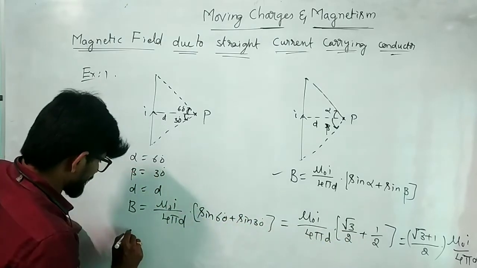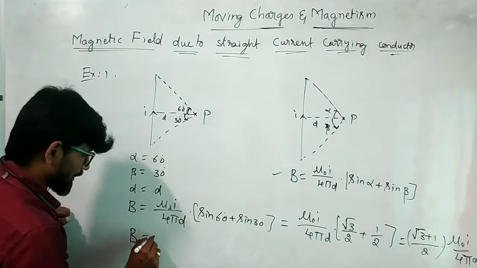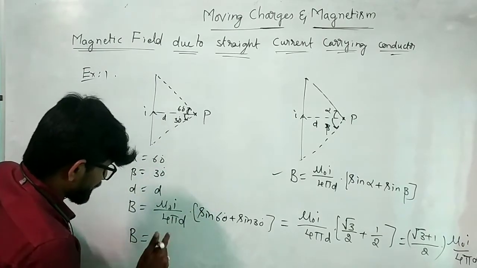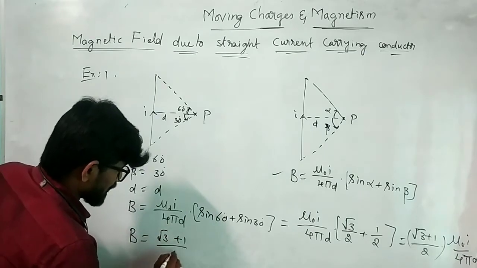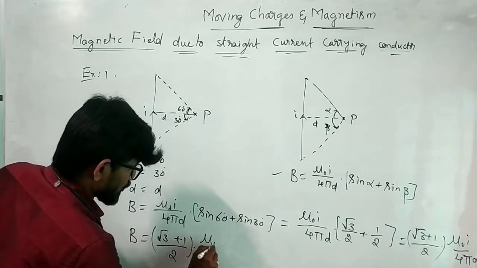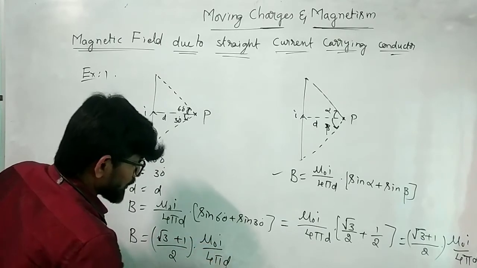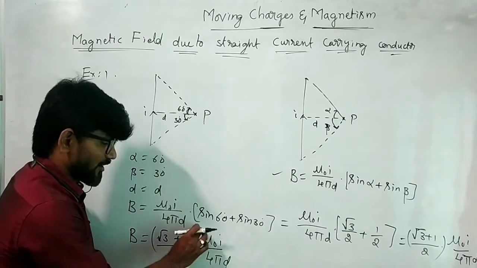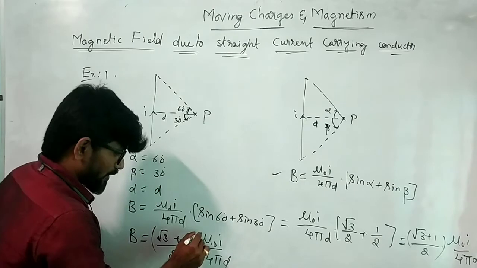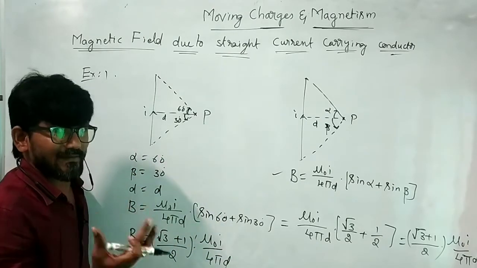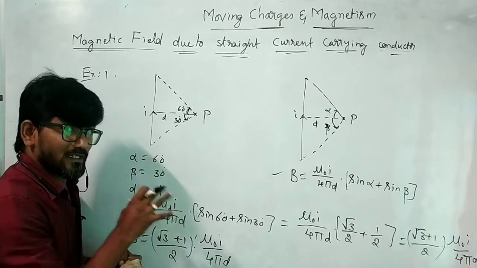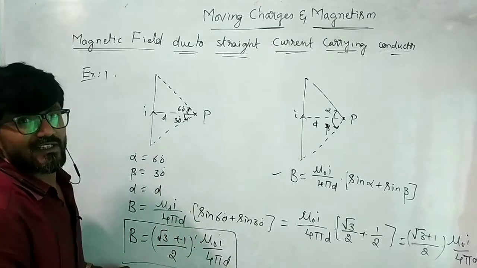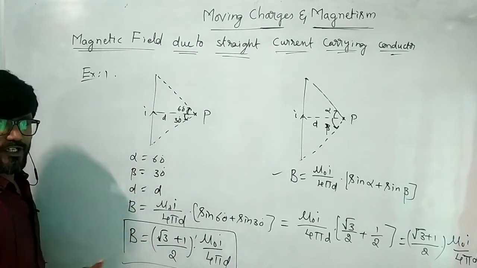Is it clear? So what is the value of B now? B equals root 3 plus 1 by 2 into mu naught I by 4 pi d. Usually don't cancel or multiply the factor mu naught by 4 pi when doing numericals, because we know the value of mu naught by 4 pi is 10 to the power minus 7. So it is easy to substitute and simplify while doing numericals. Try to retain this and simplify. Is it clear? Take a screenshot if you want.